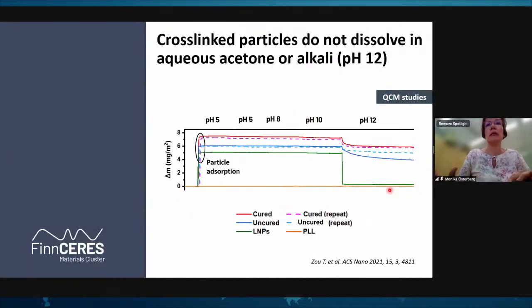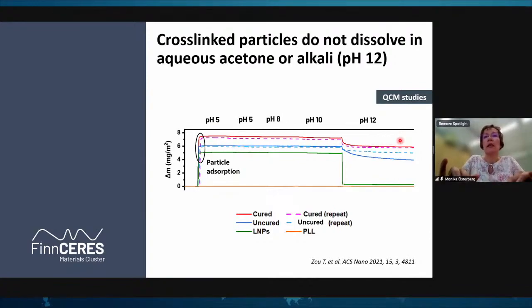So if I first show this stability, again using QCMD measurements, but here we have already calculated the change in mass. So when we adsorb particles, we get some increase in mass. And then if we have unmodified particles, which is the green line here, when we get to pH 11 or 12, then the particles dissolve and the mass goes to 0. But if we have cured particles, we see that they are stable even at pH 12.